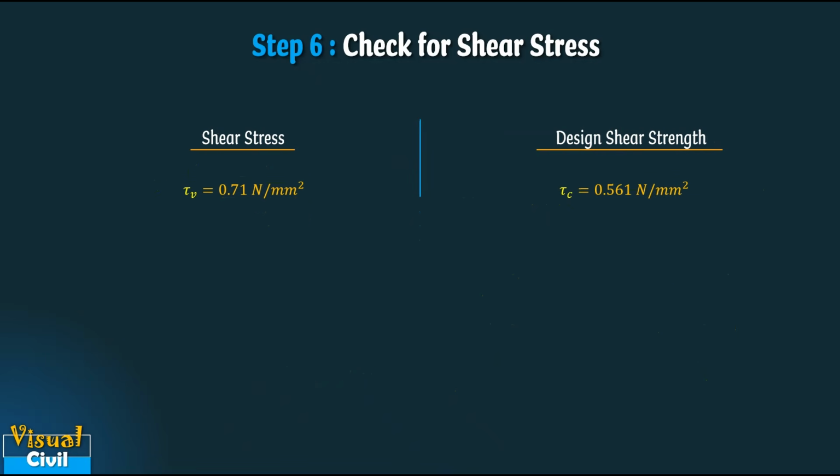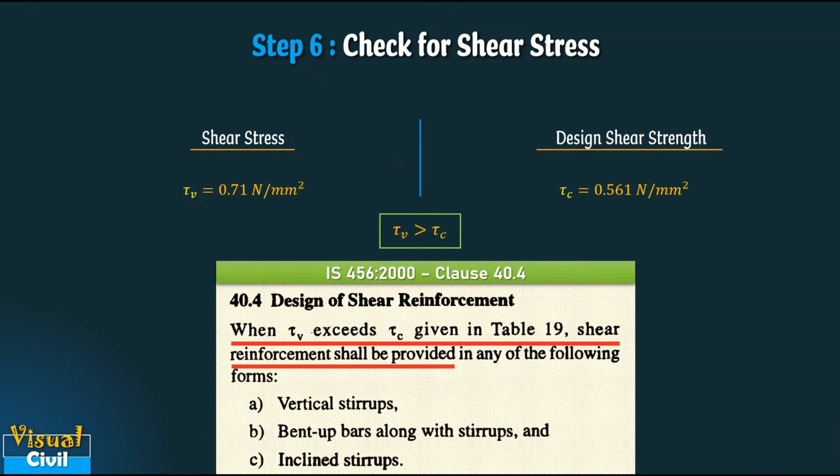Here, tau v is more than tau c, which means acting shear stress is more than shear strength of the beam section. Therefore, as per clause 40.4 of IS 456, when tau v is more than tau c given in table 19, shear reinforcement shall be provided.